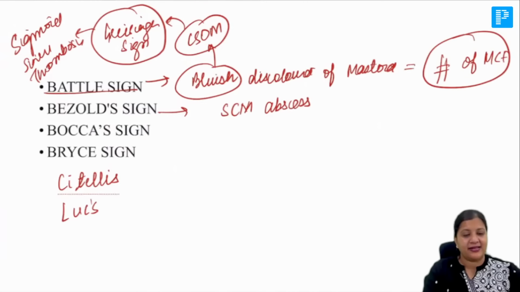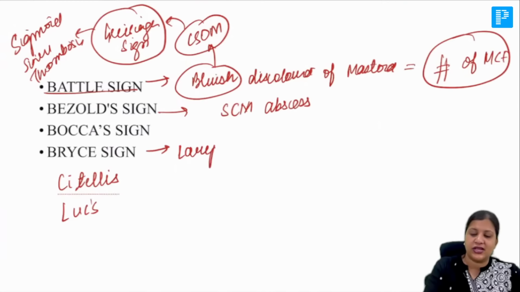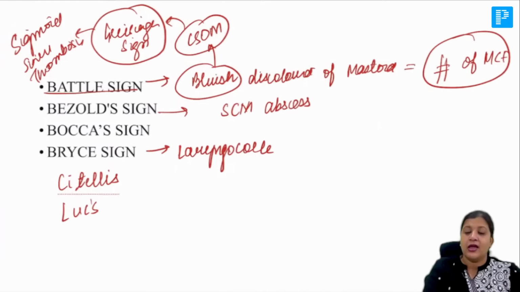Yes, Brycile is still in laryngocele. Very good, Drukmi, that's right. Brycile is the gurgling sound that we see in patients who have laryngocele, where there is dilatation of the saccule, which is a part of the ventricle.